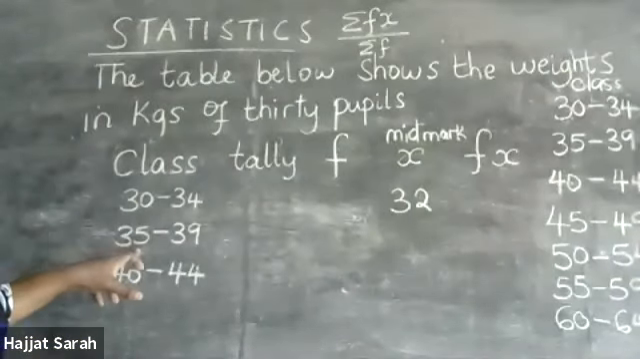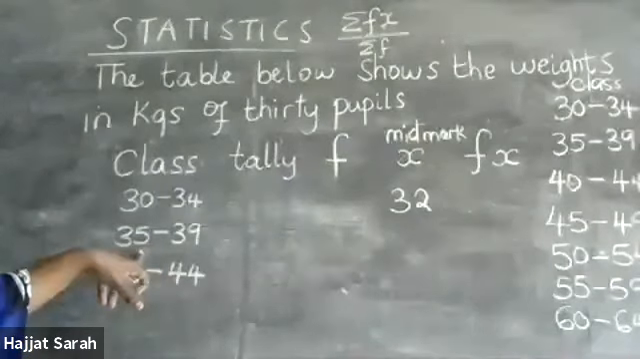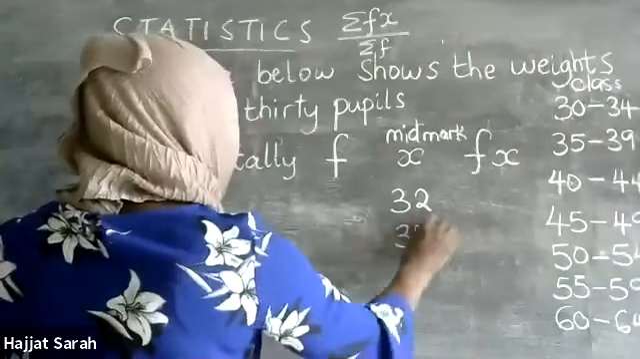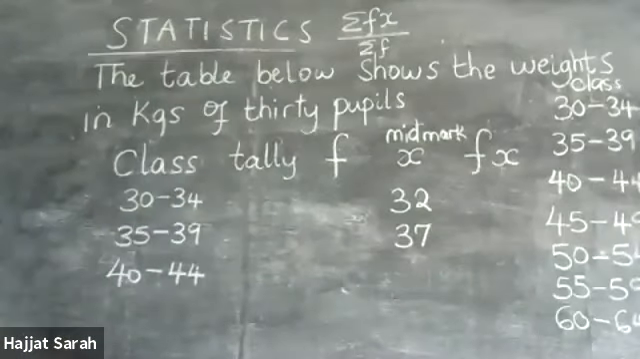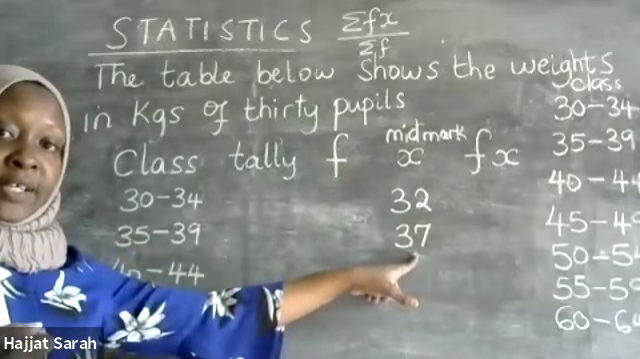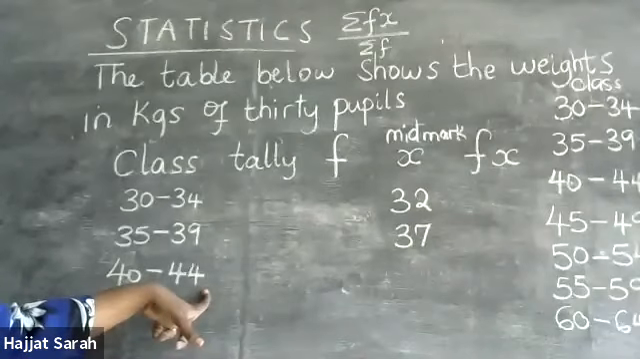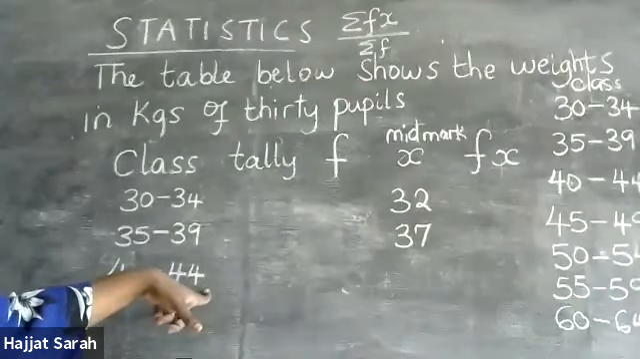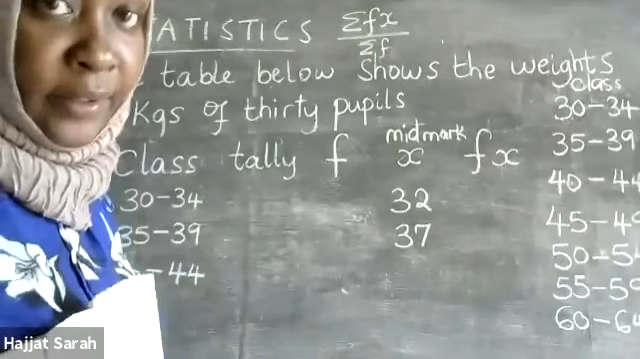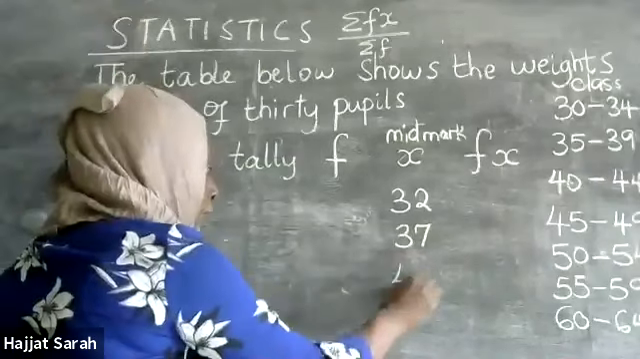So who can tell us what it will be for the next class? 35 to 39. What will our X be? 37. Very good. Please put up your hand. You'll be better organized. 35 to 39, our value of X is going to be 37. Then you go to the next one, 40 to 44. 42. Very good.